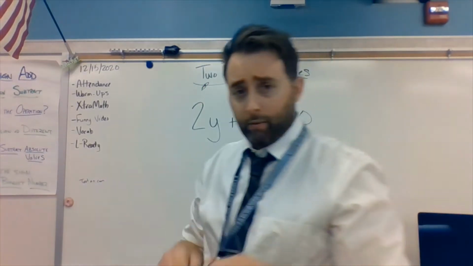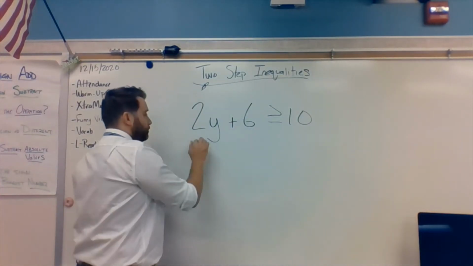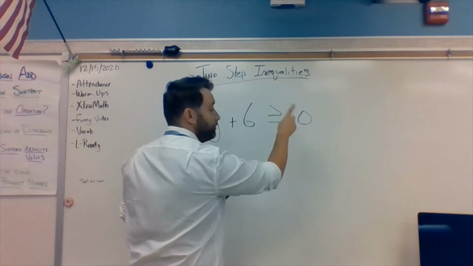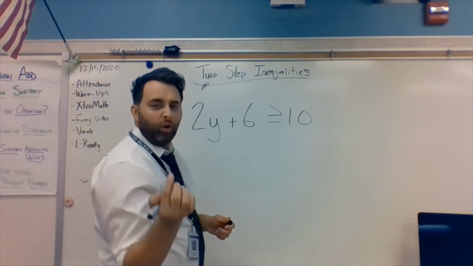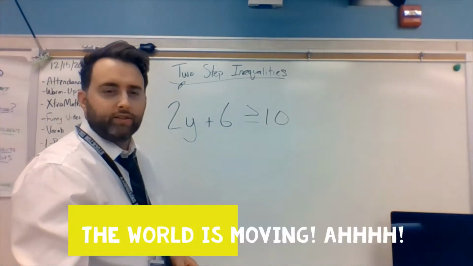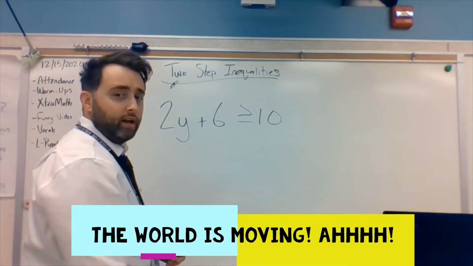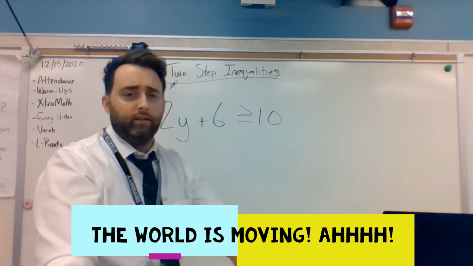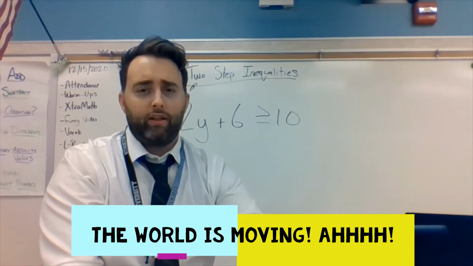So let's start. Problem number 1. 2y plus 6 is greater than or equal to 10. I moved it forward, so that's why you guys are a little closer. You feel closer. Let's see. There you go. So 2y plus 6 is greater than or equal to 10.